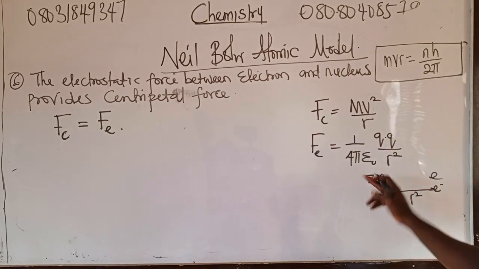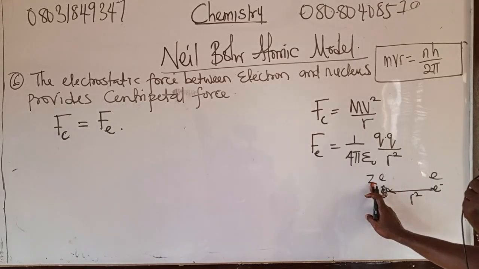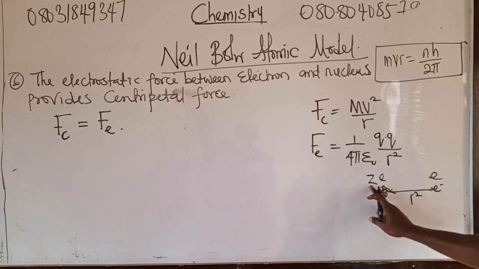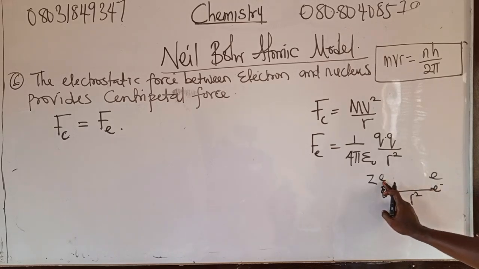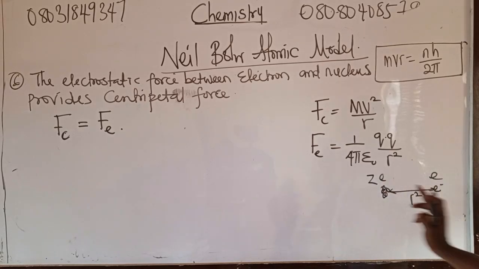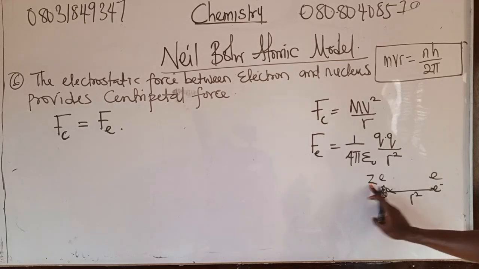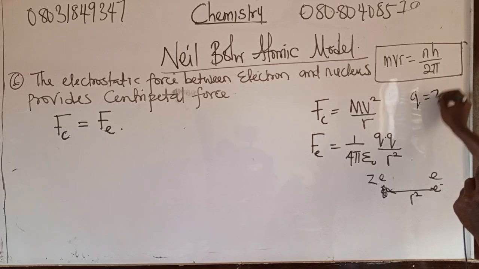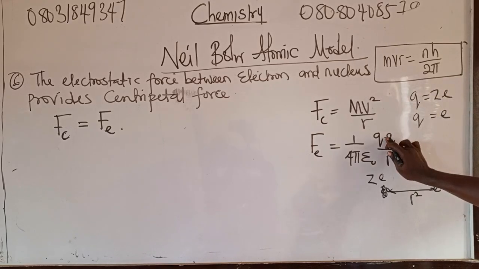Don't forget, number of protons is the same thing as atomic number. I use Z for the number of protons, which could be 5, it could be 6. But they have the same charge. It's just that this one is negatively charged, this one is positively charged. I'm using Z for the number of protons. Then substitute. Q for proton is Ze. Q for electron is e.